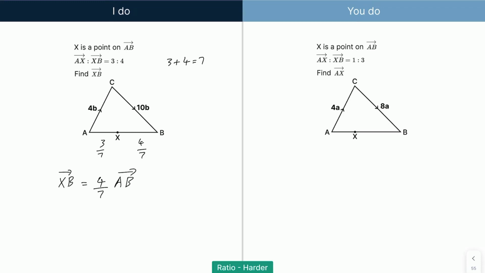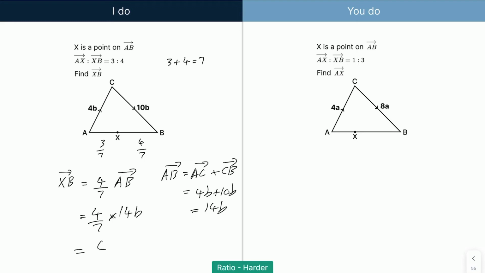The direction matters here because we're going from here to here. The full length is going to be from here to here. Okay, so now all we need is AB, and we've solved the question essentially. And AB is nice and easy. It's just that. So AB is A to C and C to B, which is 4b plus 10b, which is 14b. And now I'm just going to substitute that back in there, and I've solved the question. So 4/7 times 14b, so that becomes a 2, which becomes an 8, so that's 8b.